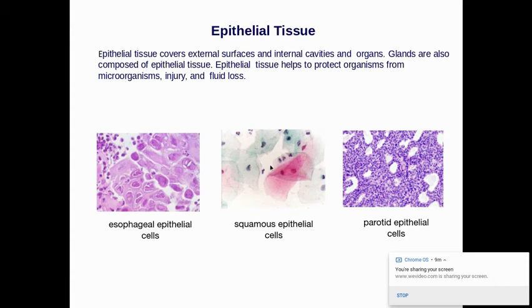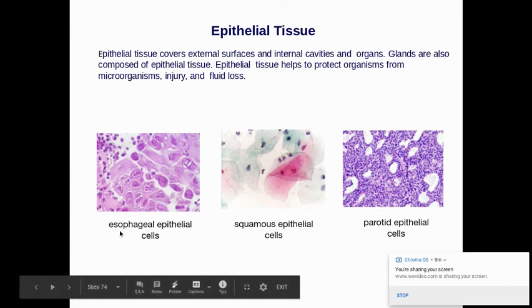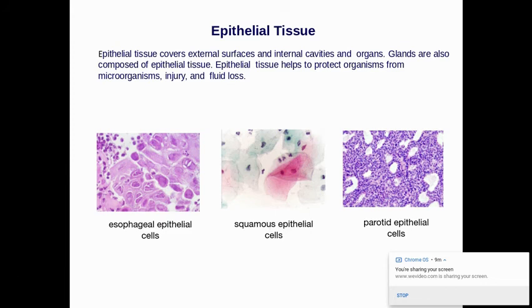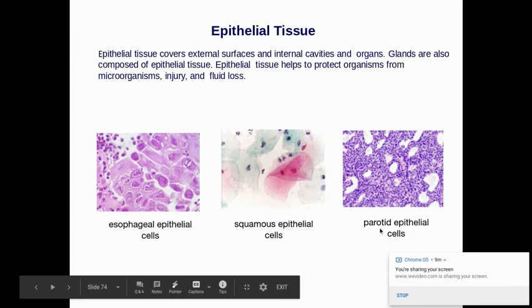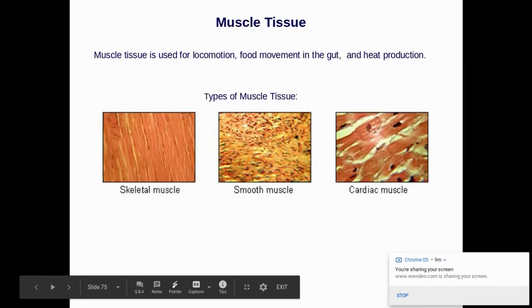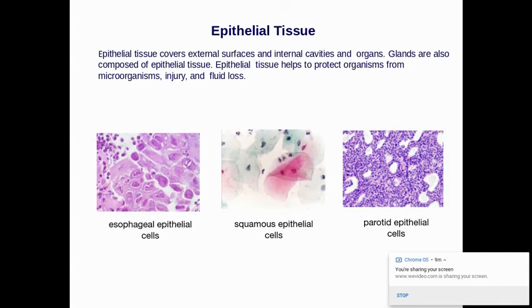Okay, these are just different types of epithelial tissue within your body. You may have heard of your esophagus before. Squamous cells are just cells within your tissue. And that's a gland. All right. So again, epithelial covers surfaces and covers organs. That's what's important to know there.